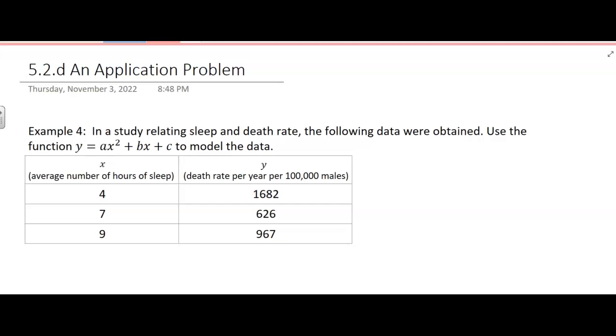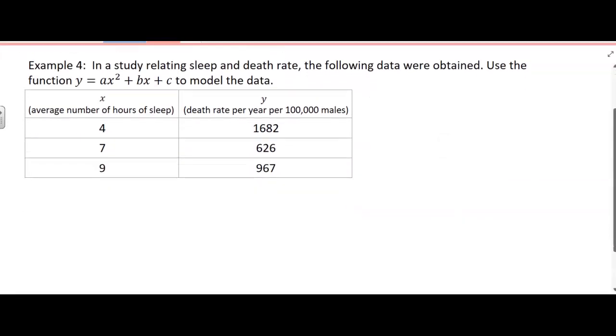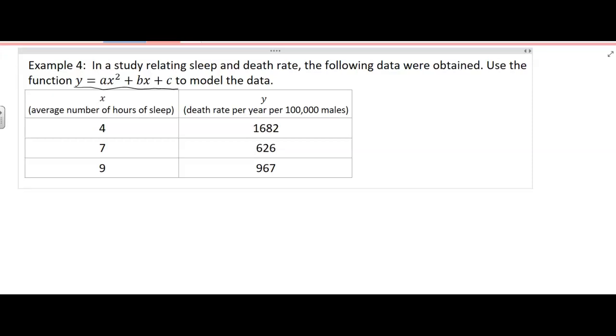So we have an application problem here. So we're going to apply some information. In a study relating sleep and death rate, the following data were obtained. Use the function, and they give us y equals ax squared plus bx plus c. Now we've seen that before with parabolas, right? That's the general form of a quadratic function, to model the data.